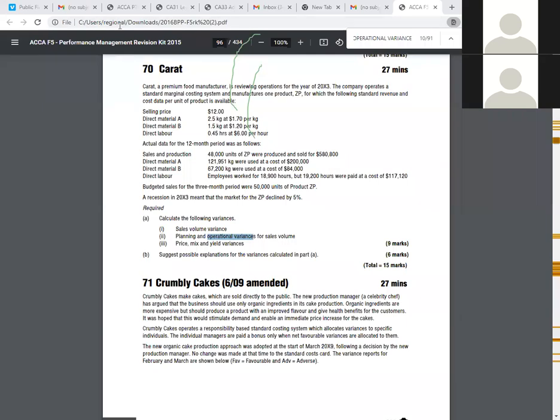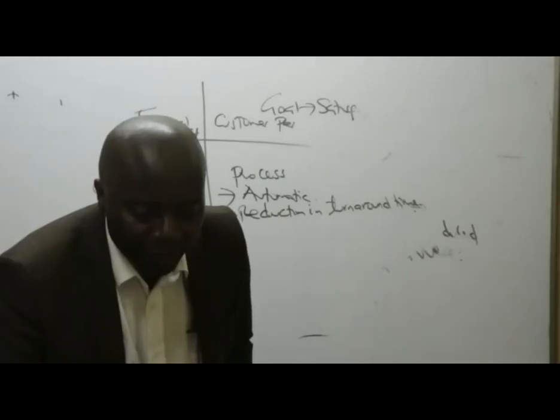Abracadabra. So is there anybody who has been able to do the question fully? The first one is sales volume variance. So for sales volume variance, what do we have here? Thank you very much.